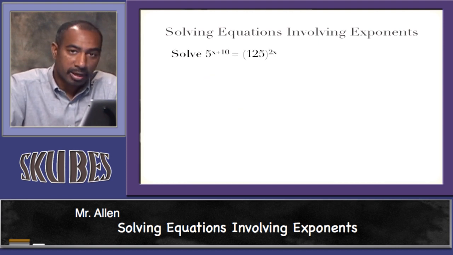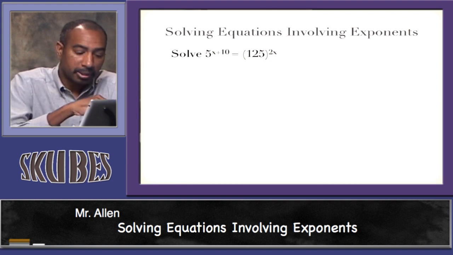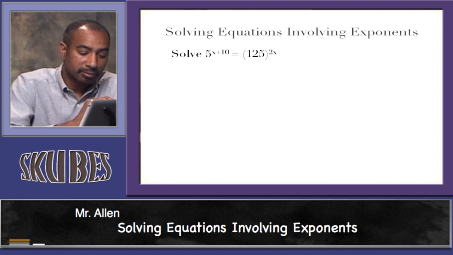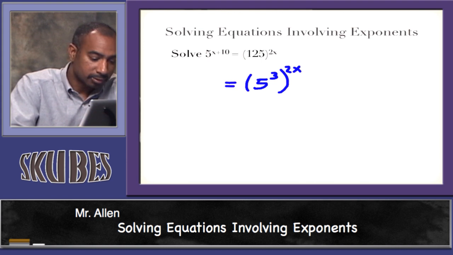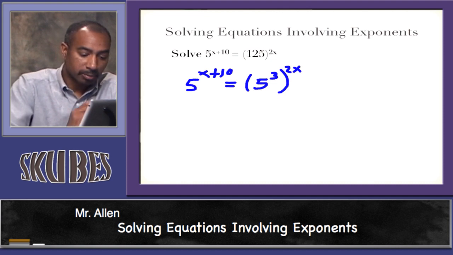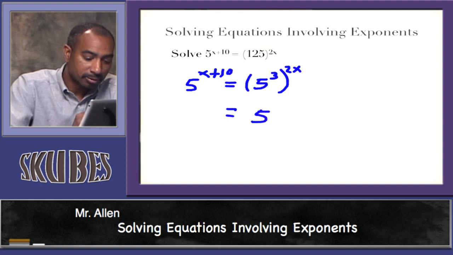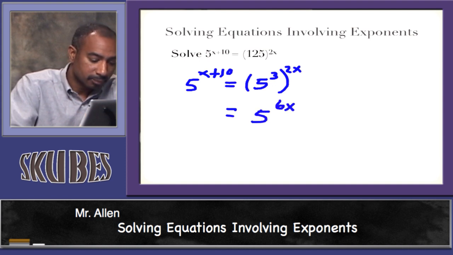All right, solve 5 to the x plus 10 equals 125 raised to the 2x. Well, you want to look for a common base. You're looking at 5 and you're looking at 125. I can write 125 as 5 to the third power. But remember, this is raised to the 2x. And this is 5 to the x plus 10. So what I'm going to do is multiply these powers. I can multiply 3 times 2x. So I have 5 to the 6x and 5 to the x plus 10.